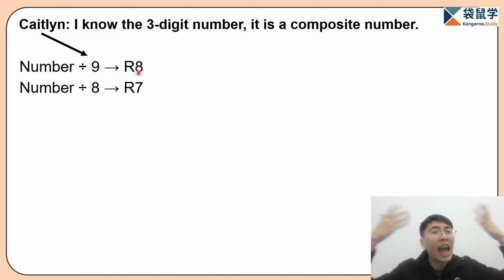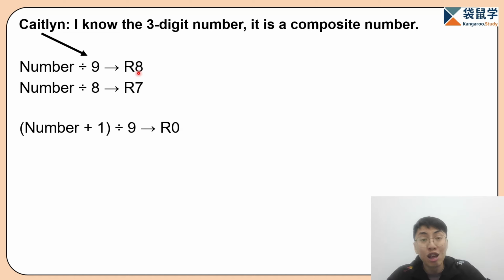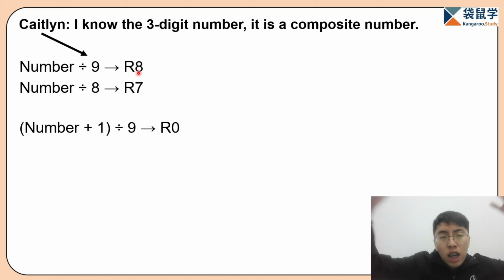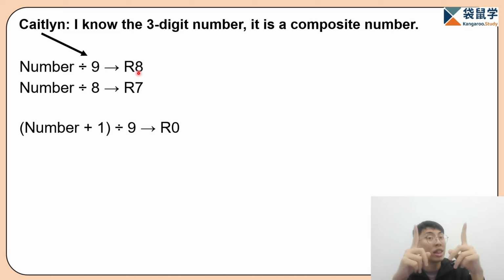Will there be any remainder left? Now, the answer is that no, there will be no more remainder left. And hence, that is what we can get. We add a number 1 to that original number. And now, there's no more remainder. That means it becomes a multiple of 9 after 1 is added to it.